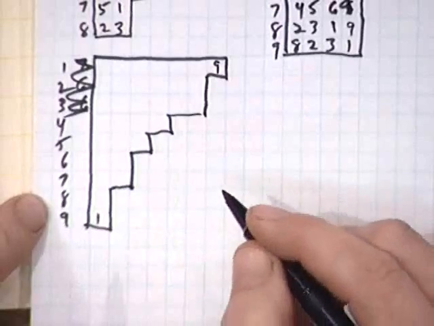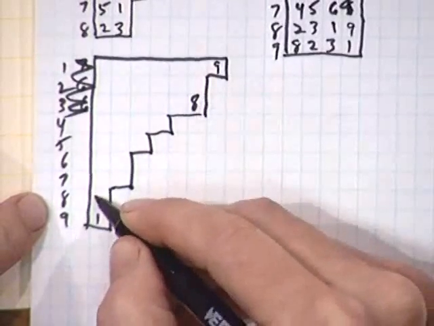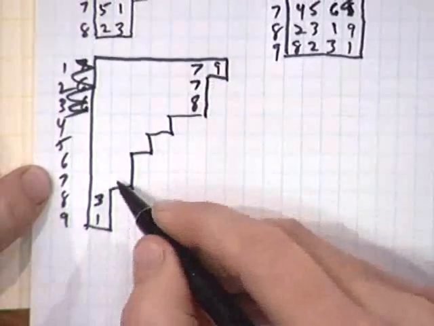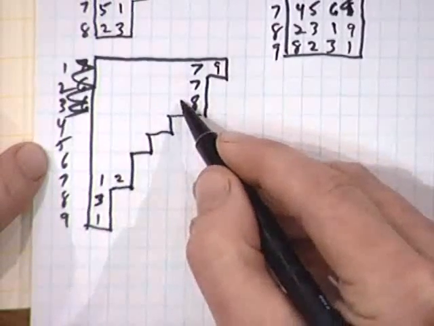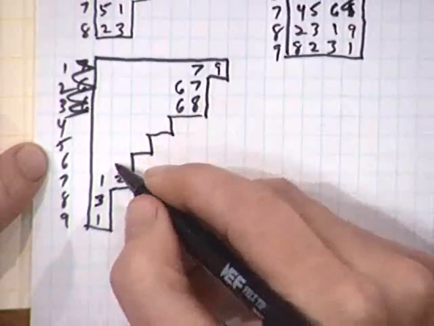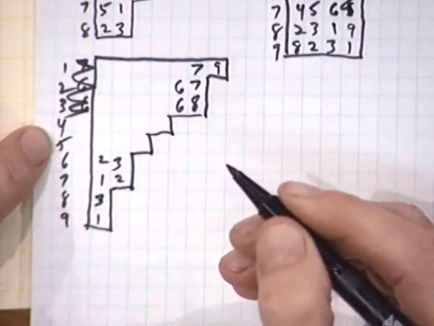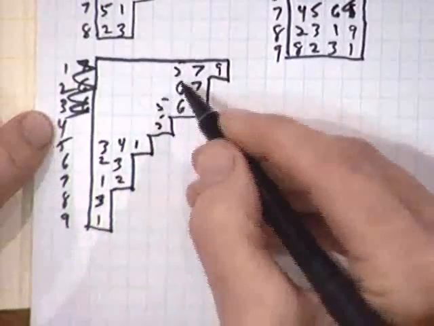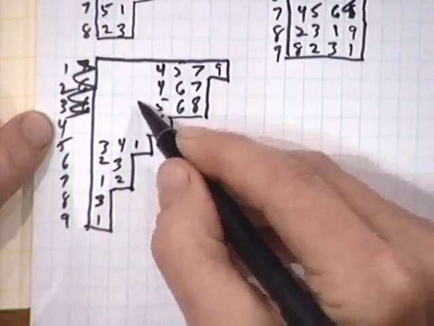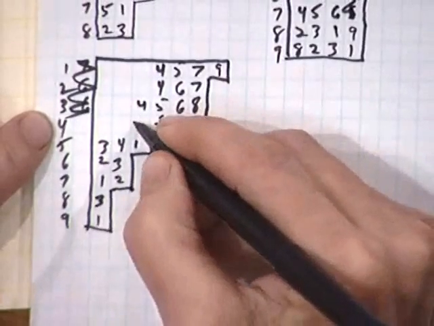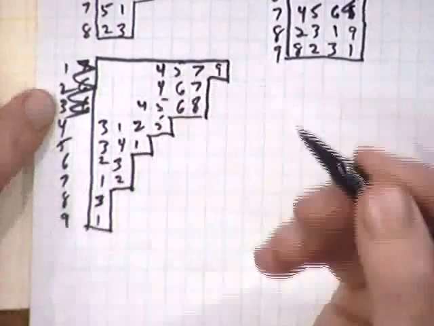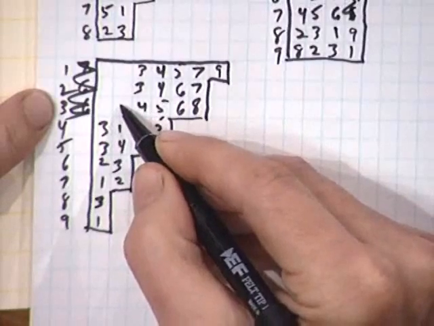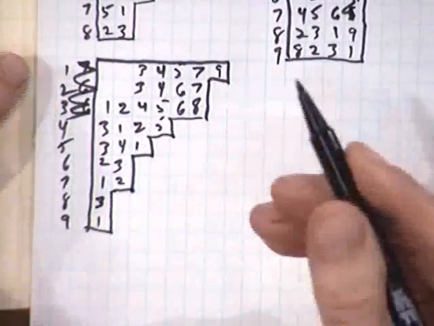8, 3, 7 is going to be here. Okay. 6, 2. Okay. 5, 1, 4, 3. 4 goes here, here, and here. It's okay. Made it. 2, 1, 3. 3. No problem. 1 and 2. Okay. And 2.